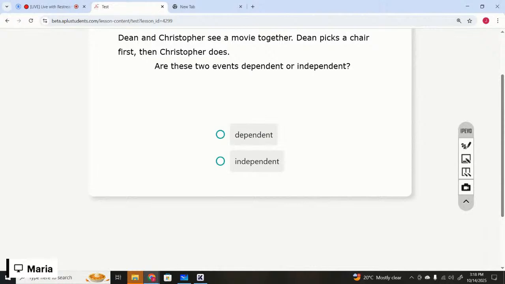Dean and Christopher see a movie together. Dean picks a chair first and then Christopher does. Are these two events dependent or independent? The two events are dependent.